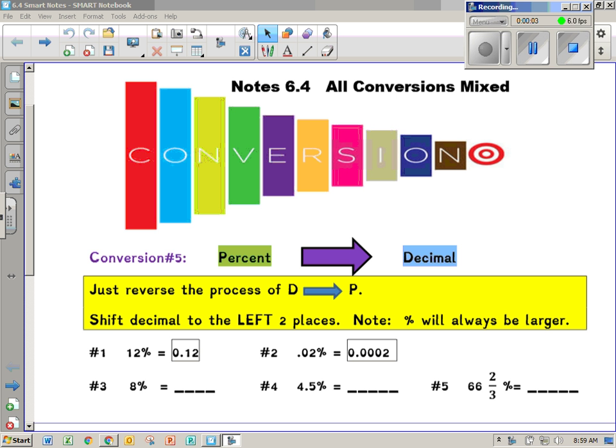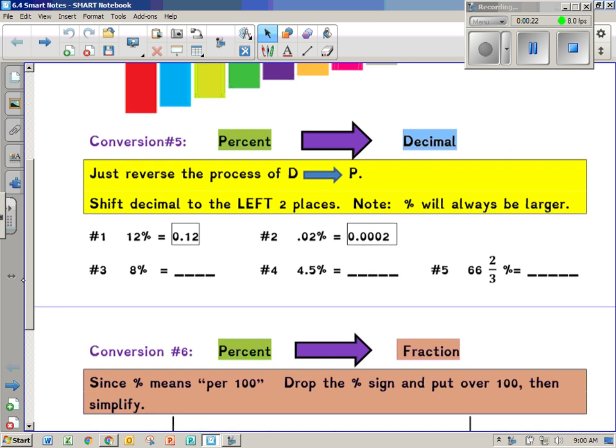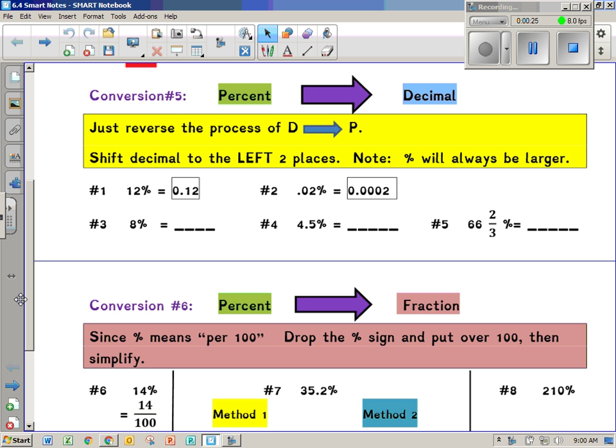Welcome back. We're about to pull it all together by converting all our conversions mixed together. Whether you start with a percent, a decimal, or a fraction, you have to be able to convert to the other two. In our last lesson we went from a decimal to a percent and a fraction to a percent. Now we're just going to reverse the process to show how, if you begin with a percent, to go to a decimal or a fraction.